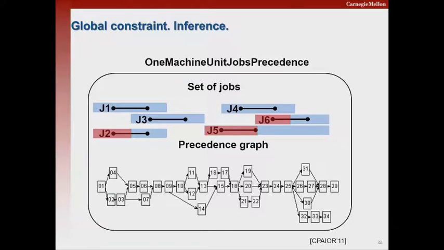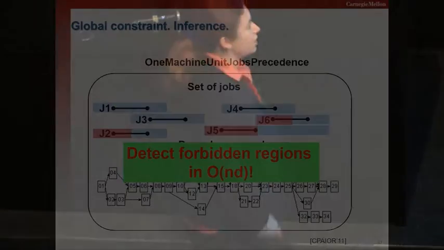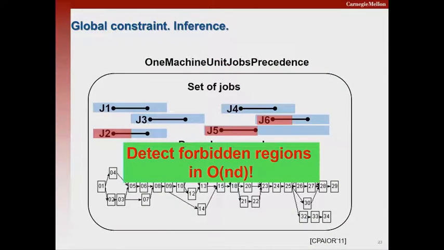The task of the inference algorithm is to filter inconsistent values, which are called forbidden regions in this example. Consider, for example, the first and second job. We know that the first job has to finish before the second job starts. So if the first job starts at an earlier time point, then the second job can't start and has to wait, because we only have one machine. The goal of the inference algorithm is to detect all these forbidden regions. The challenge was to do it in low polynomial time, and we showed that it can be done in ND time, where N is the number of tasks and D is the time horizon. So this is one example of a high-level predicate.